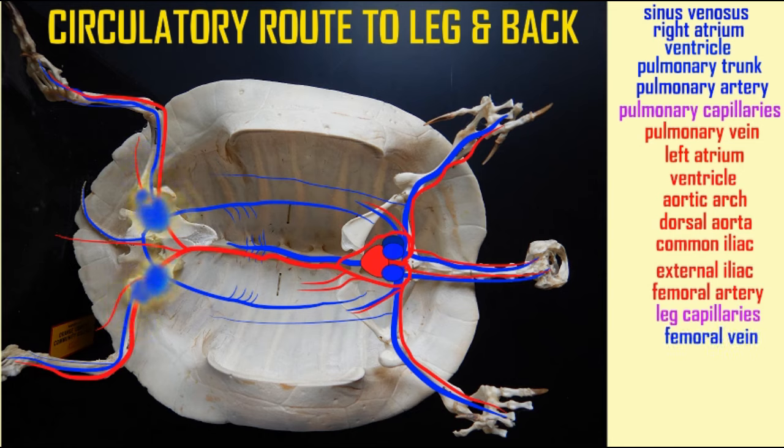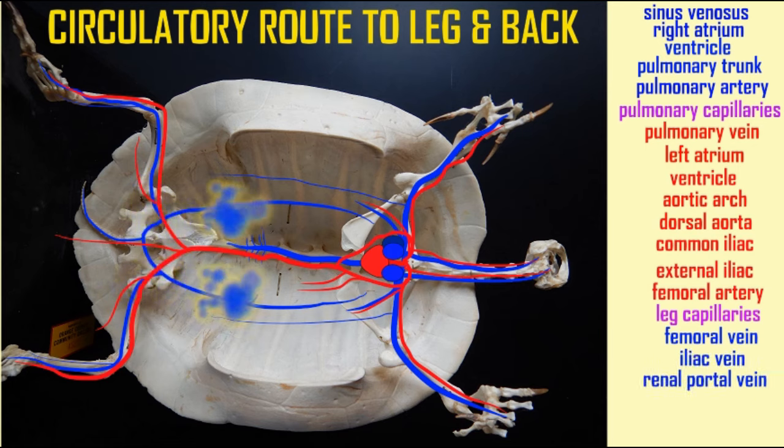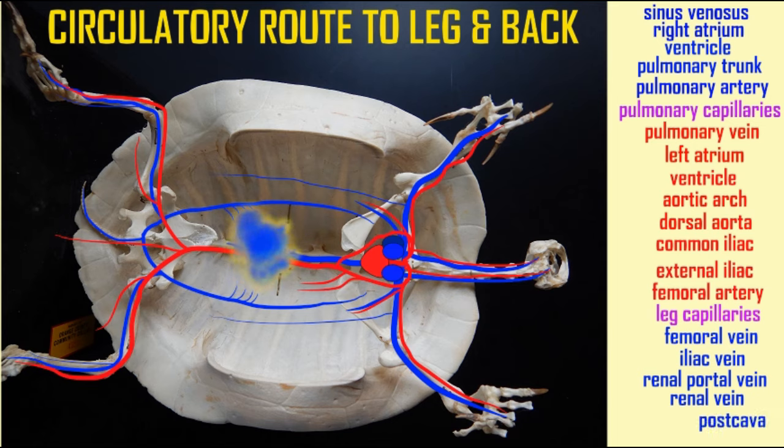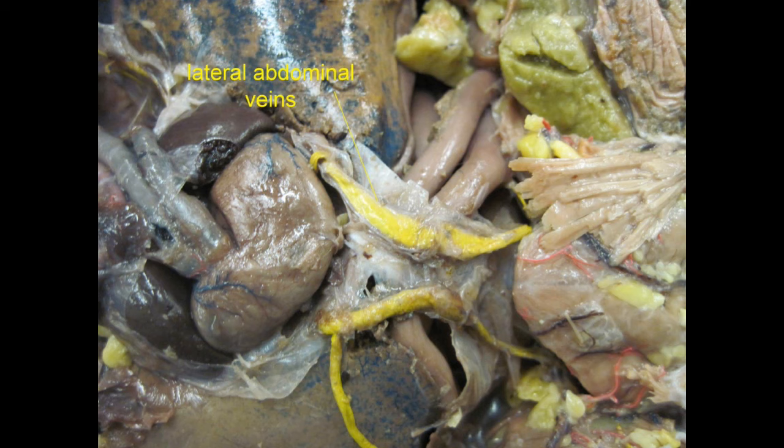Now there are alternate routes back from the leg. Much of the blood can go through a renal portal vein to the kidneys. The kidneys are then drained by renal veins, which empty into the post cava or inferior vena cava, emptying into the sinus venosus. There are also other routes back from the lower portions of the body, including transverse abdominal veins.